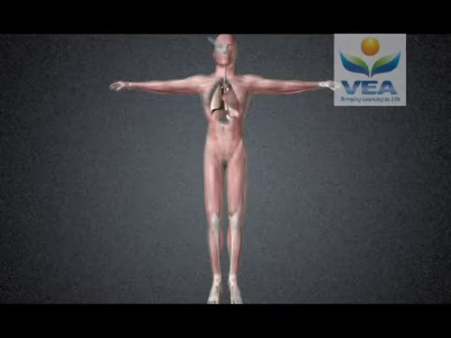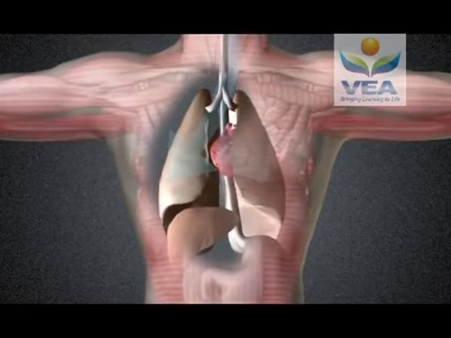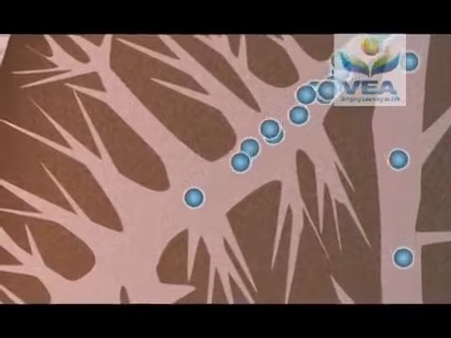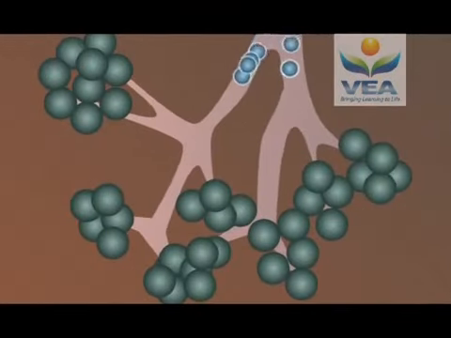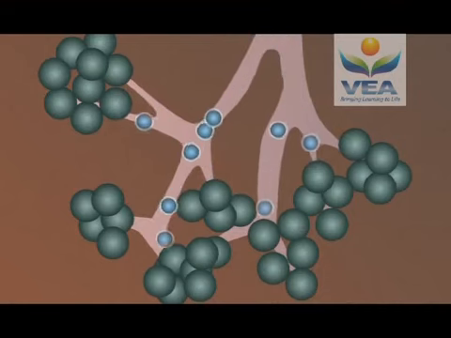Air enters our lungs via the trachea, which divides into 2 bronchi. These bronchi branch into bronchial tubes, which then branch into smaller bronchioles. The air passes through these bronchioles, which are connected to alveoli or air sacs. It's in the alveoli that oxygen is extracted from the air and passes into the bloodstream.